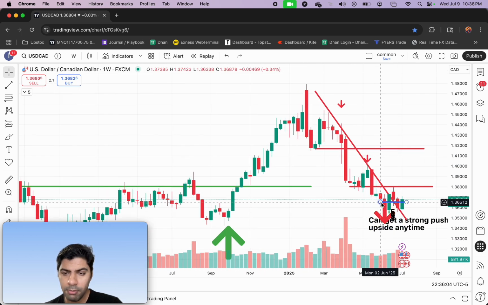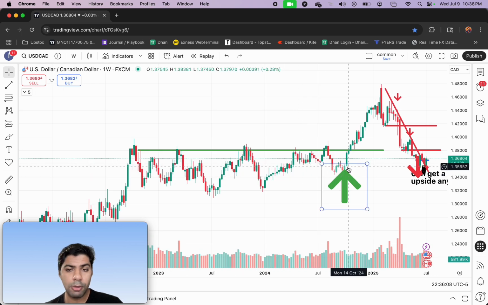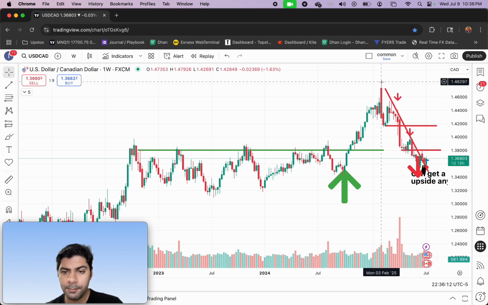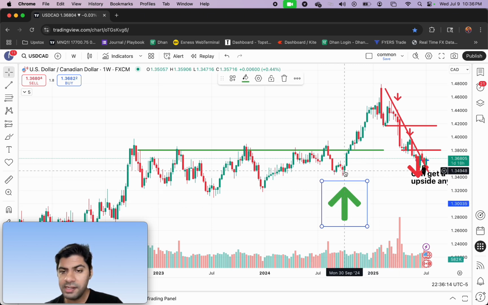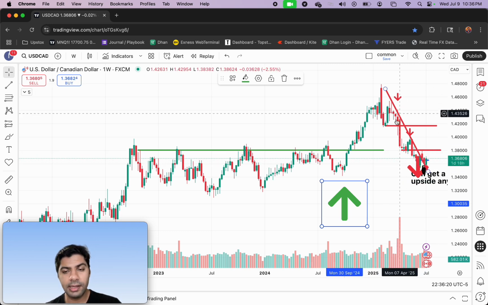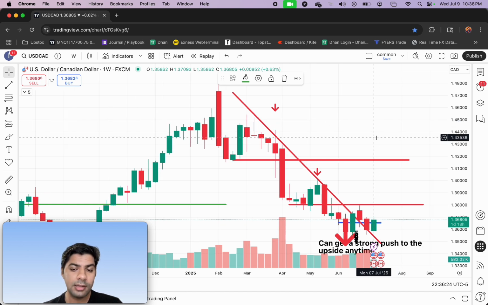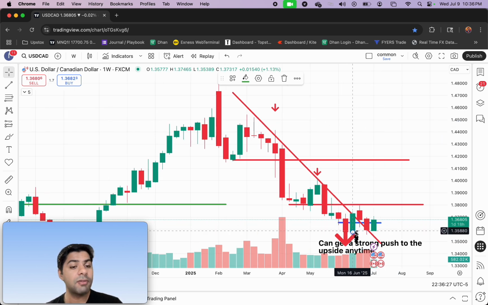Now for me this meant that the potential buyers who were able to take the prices to the upside could possibly react from this area and make their buys once again and possibly take the prices higher once again. And so I was looking for signs of strength around this area coming from the buyers.